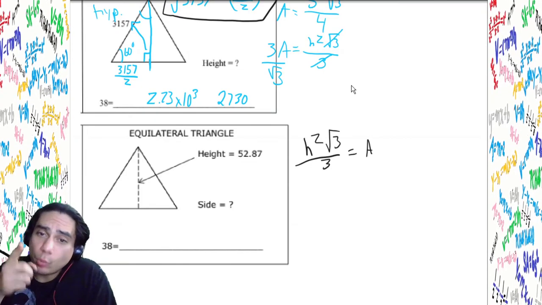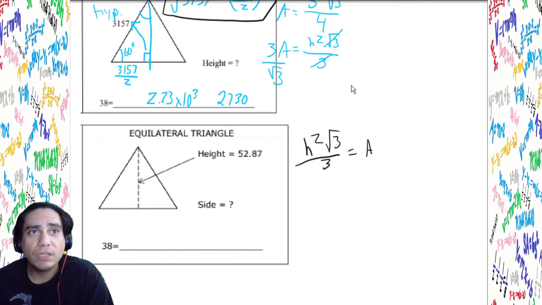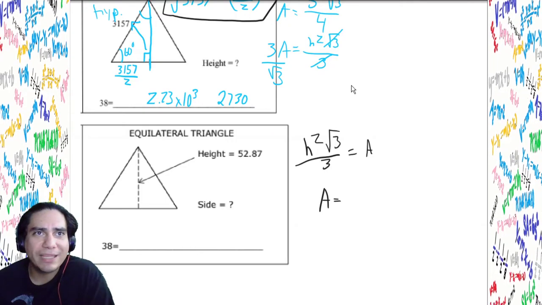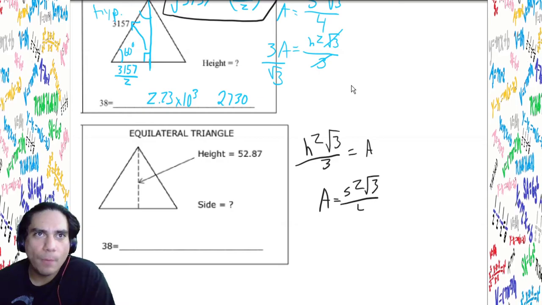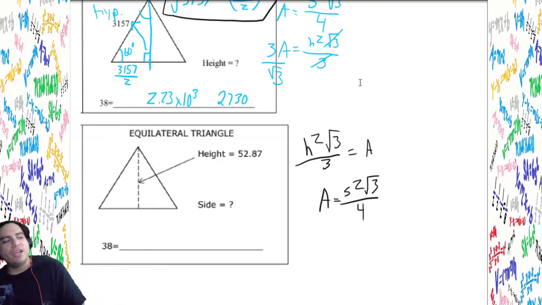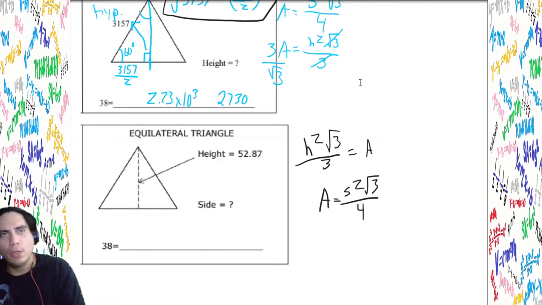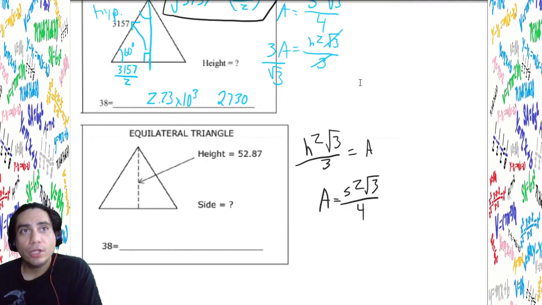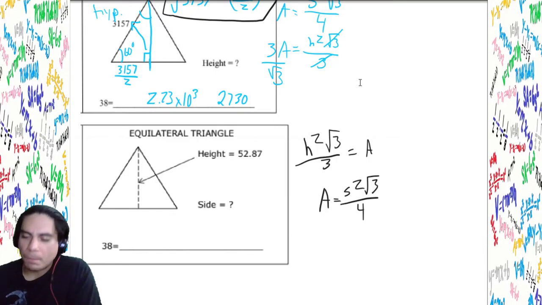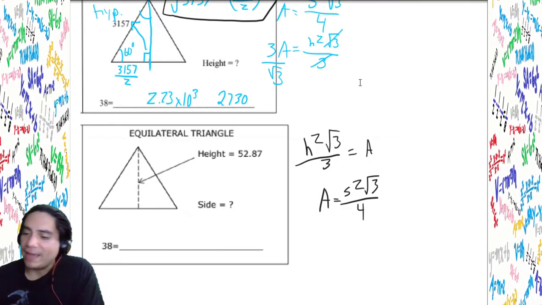And then we're going to have to work that thing backwards because we got that area formula. We're going to get that side squared times the square root of 3, divide that by 4. Maybe we could go ahead and work forwards backwards this way. All right, let's get that height: 52.87, square root of 3, multiply, 3, divide.